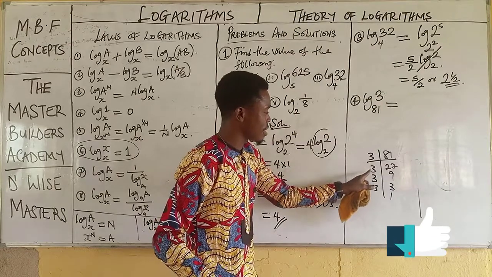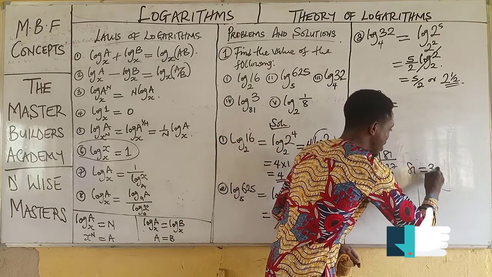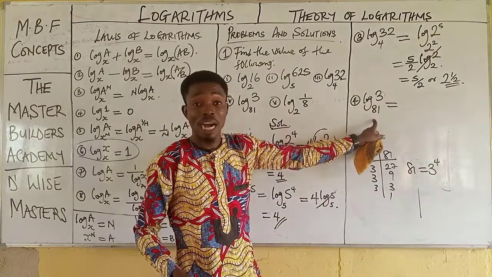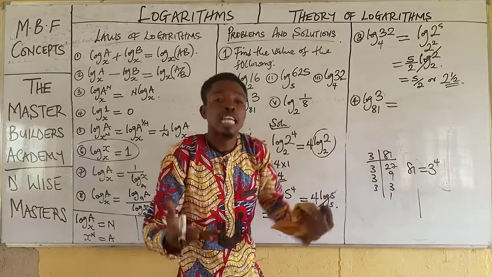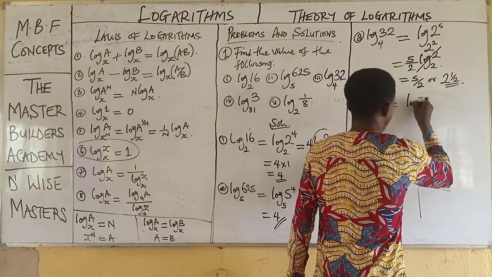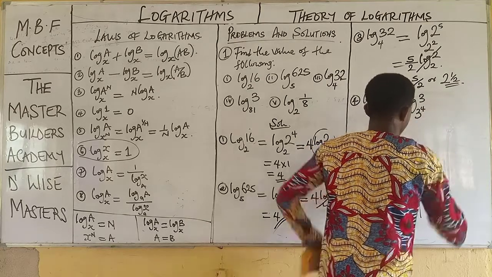That means this is 3 times 3 times 3 times 3. Hence, 81 is equal to 3 raised to the power of 4. I can replace 81 by 3 raised to the power of 4. What I am looking for, I have seen. Then, I have log 3, 3 raised to the power of 4.